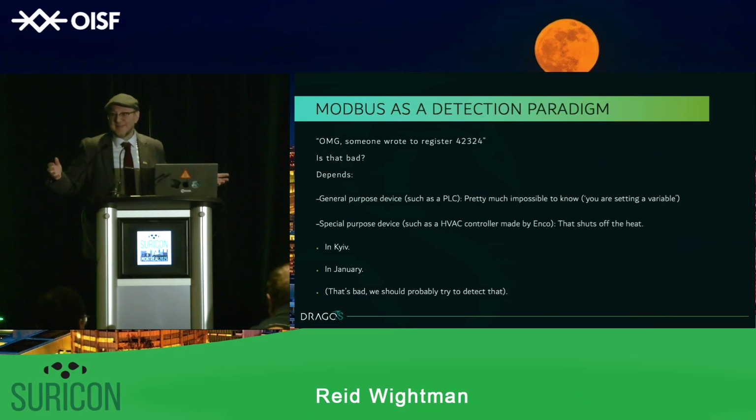So you want to write some detections for this, right? You want to write a detection for an attack. Well, the normal way is you write a rule using Suricata and you say, well, somebody wrote to some register on a device. I want to have that as a detection. Well, the question always becomes, is that actually bad, right?